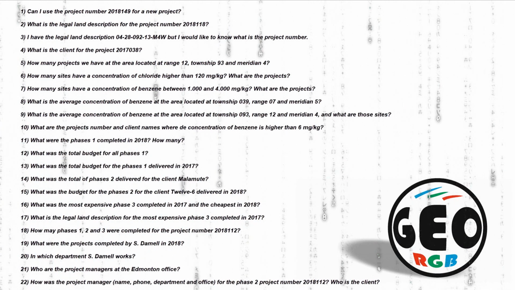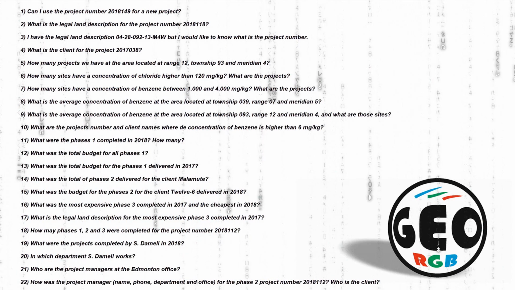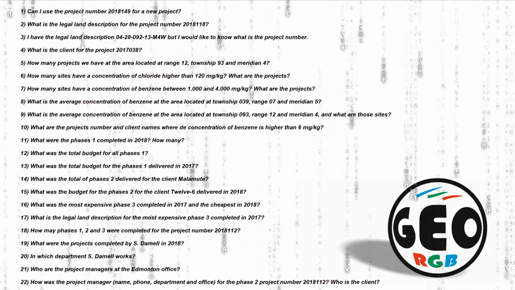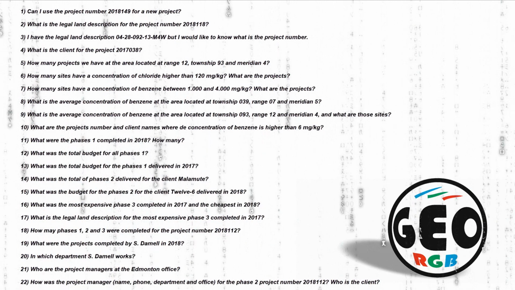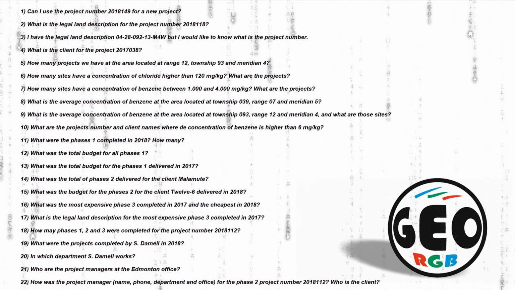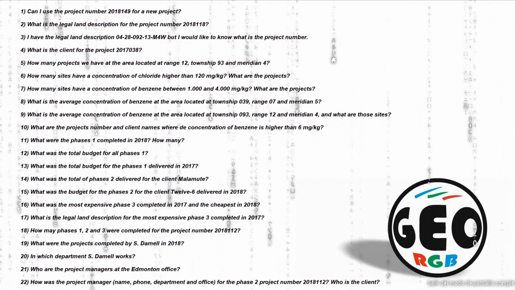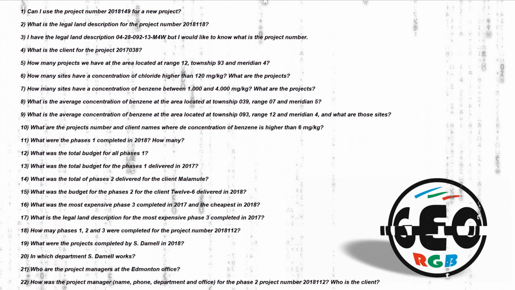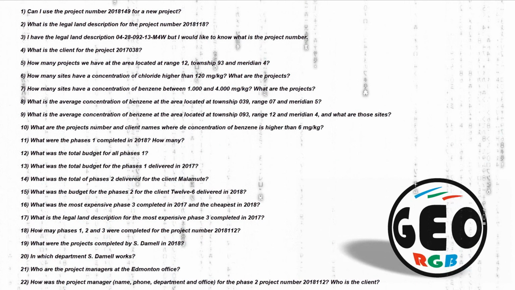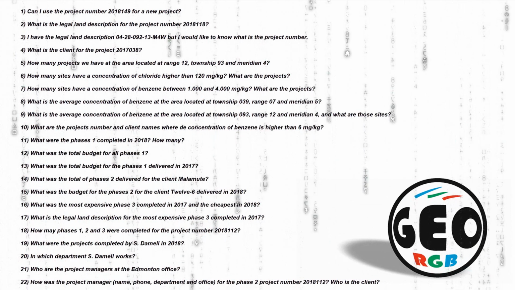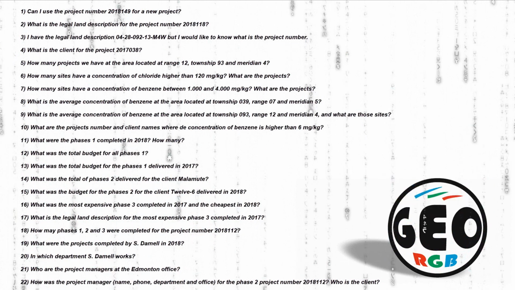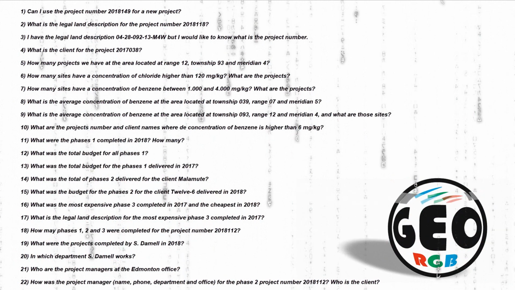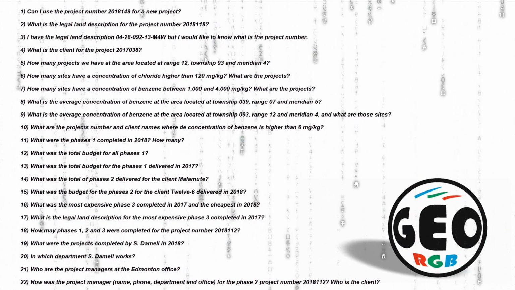10. What are the project numbers and client names where the concentration of benzene is higher than 6 mg/kg? 11. What were the phases 1 completed in 2018? How many? 12. What was the total budget for all phases 1? 13. What was the total budget for the phases 1 delivered in 2017? 14. What was the total of phases 2 delivered for the client Malamute? 15. What was the budget for the phases 2 for the client 12-6 delivered in 2018? 16. What was the most expensive phase 3 completed in 2017 and the cheapest in 2018?